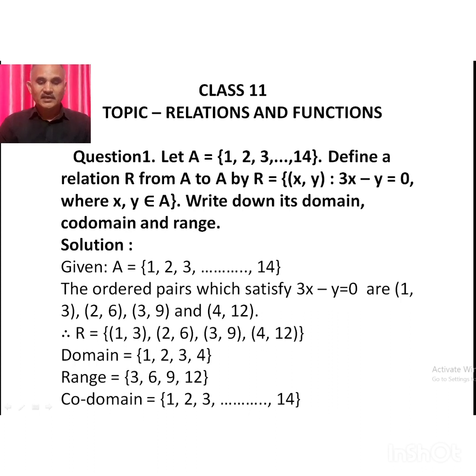Here A is equal to 1, 2, 3, 4, 5, 6 up to 14, and it is given that y is equal to 3x. So the relations developed are (1, 3), (2, 6), (3, 9), (4, 12). (5, 15) is not possible because 15 does not belong to A. Therefore, the domain of the relation is 1, 2, 3 and 4, the range is 3, 6, 9 and 12, and the codomain is all the elements of the second non-empty set, that is 1, 2, 3, 4, 5, 6 up to 14.